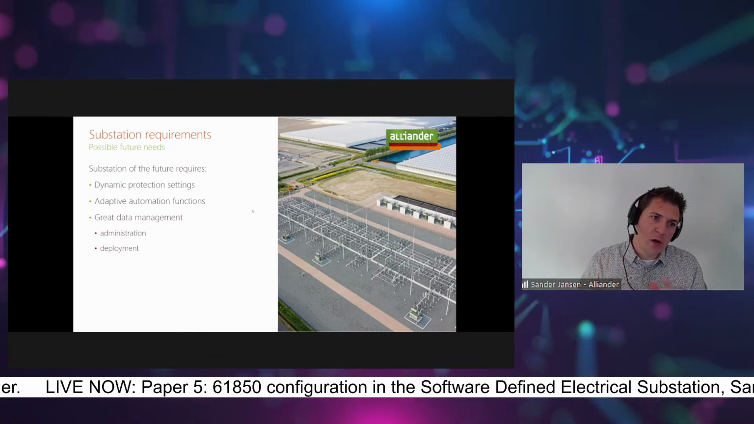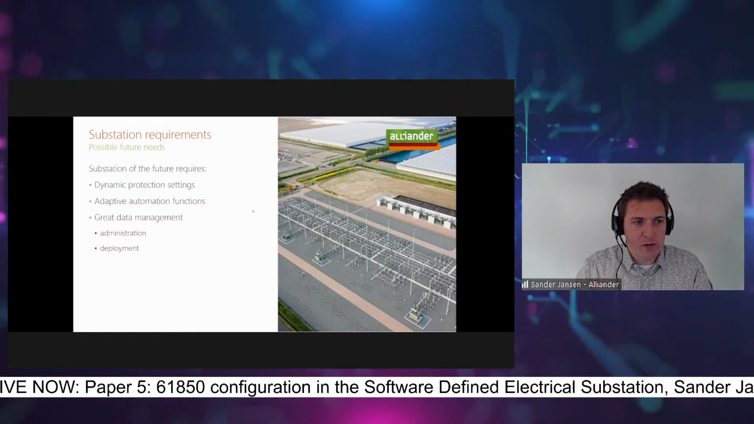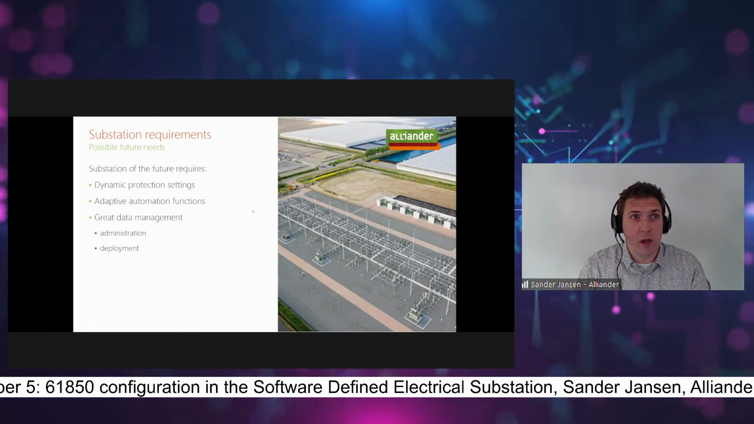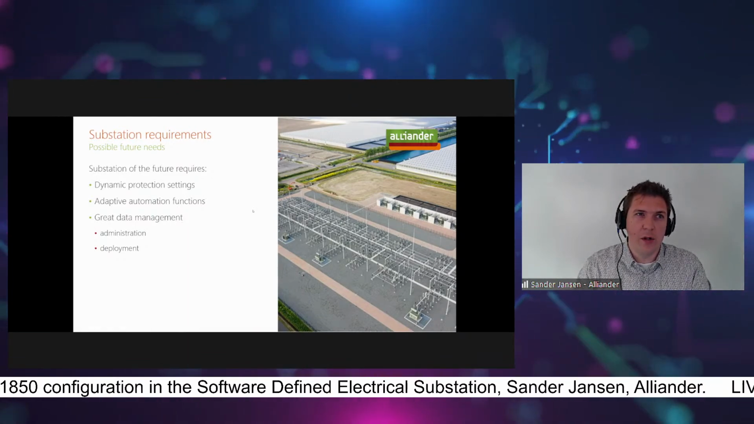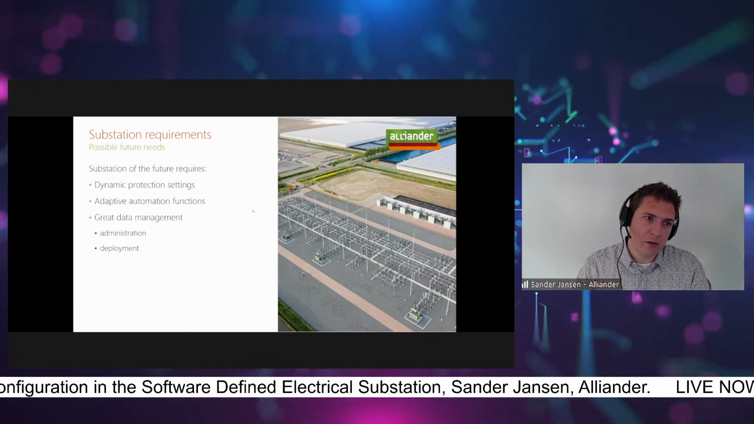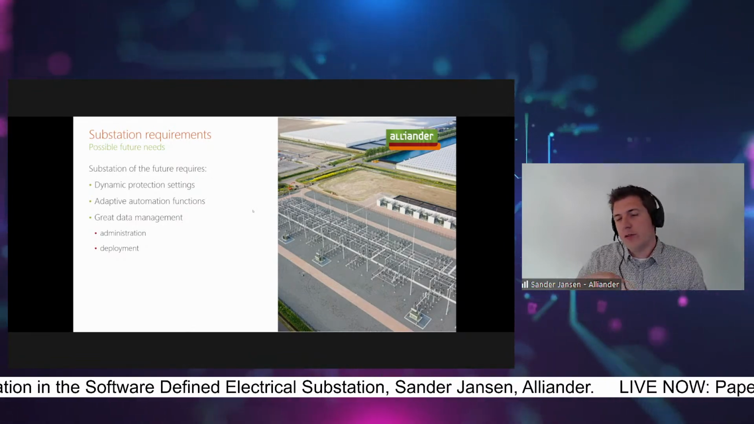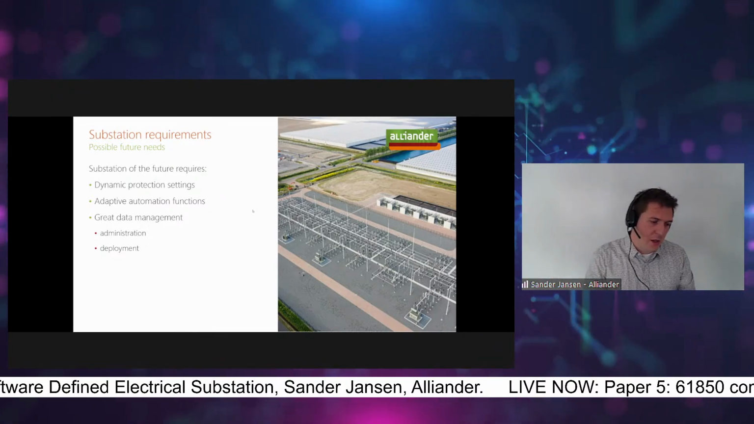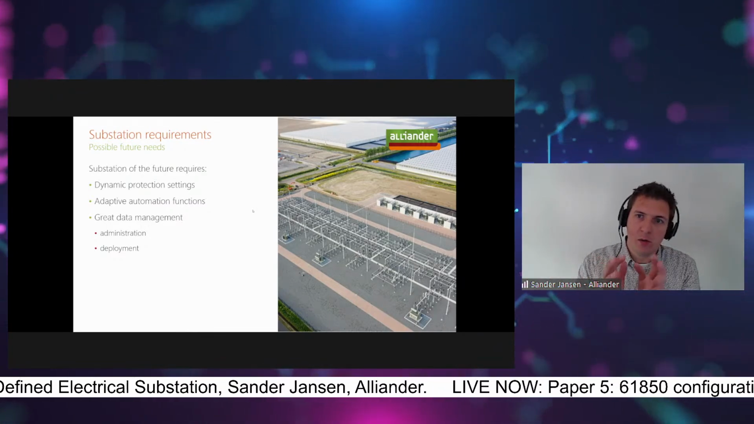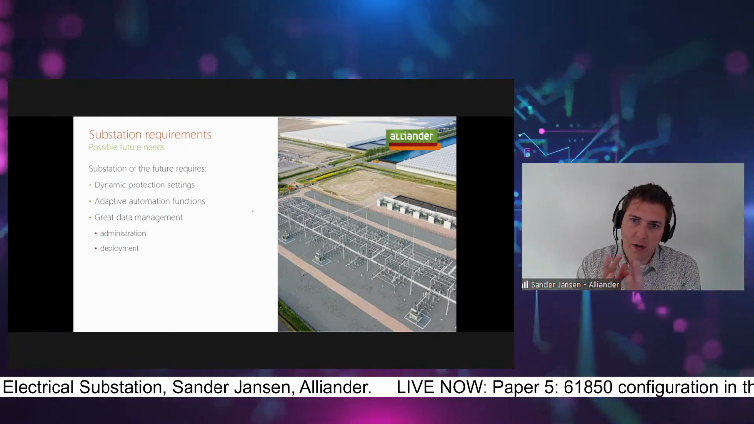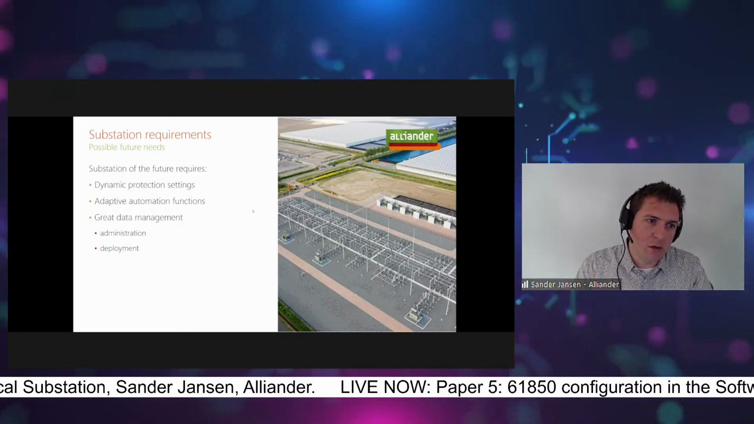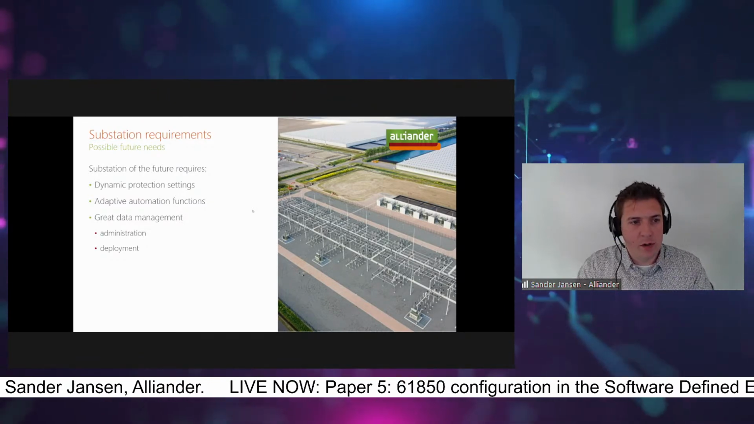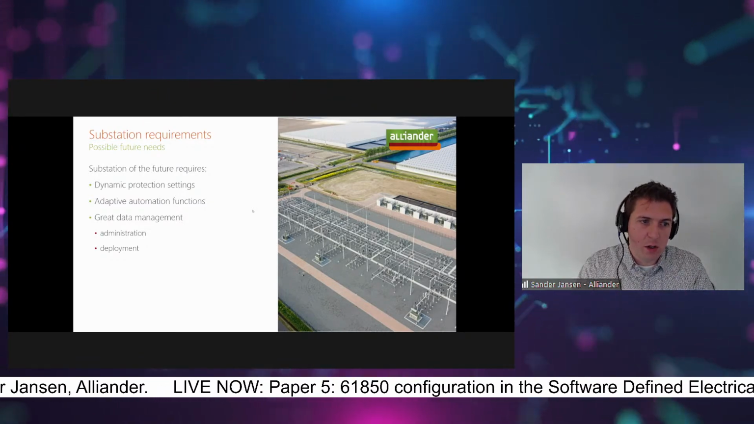Maybe we need some more adaptive automation functions. For example, we have to switch off certain parts of the grid when the frequency is too high or too low, and those parts can change over time as well. If that's the case, you probably want to look for the areas that have the least impact on your consumers. So that's a function that can change as well.